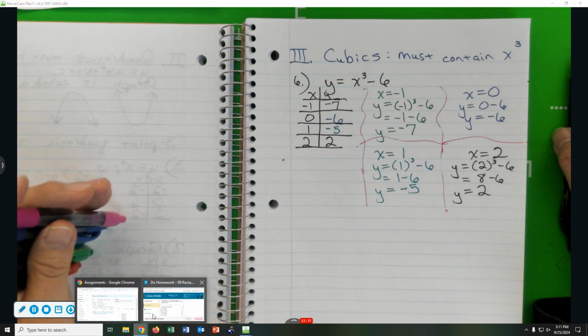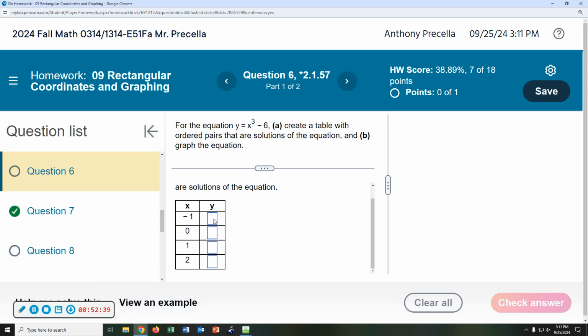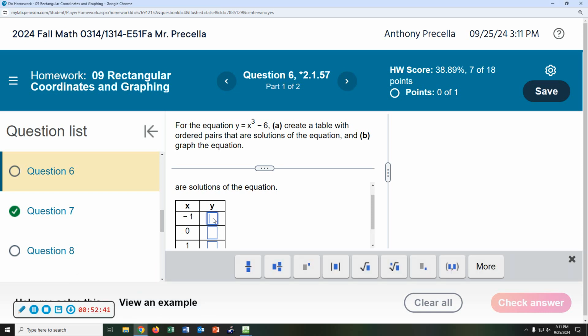Is everyone caught up? I've got to type in these numbers. Negative 7, negative 6, negative 5, negative 5, and positive 2.